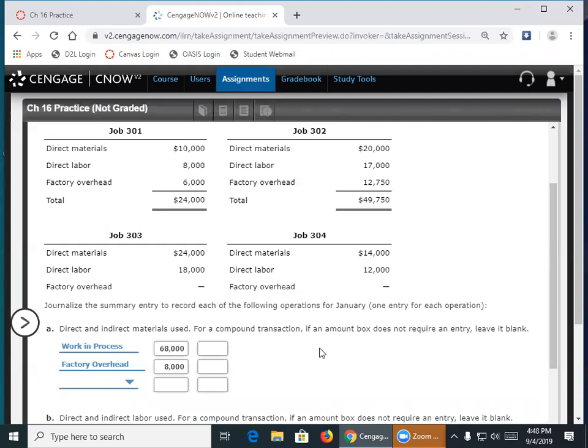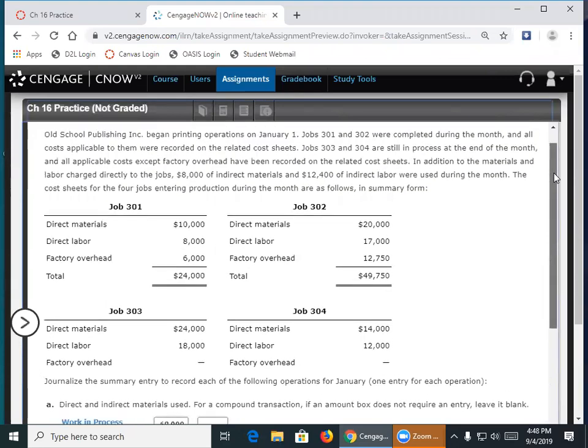So indirect materials are an actual overhead. We paid $8,000 for indirect materials. So that's an actual cost. I'm going to put IM for indirect materials. That's where that cost gets, any overhead that's an actual cost gets debited to factory overhead. And where'd you say you got the 8,000 from again? If you scroll up, they just told us. It was in the last part that gave us the indirect materials and indirect labor.